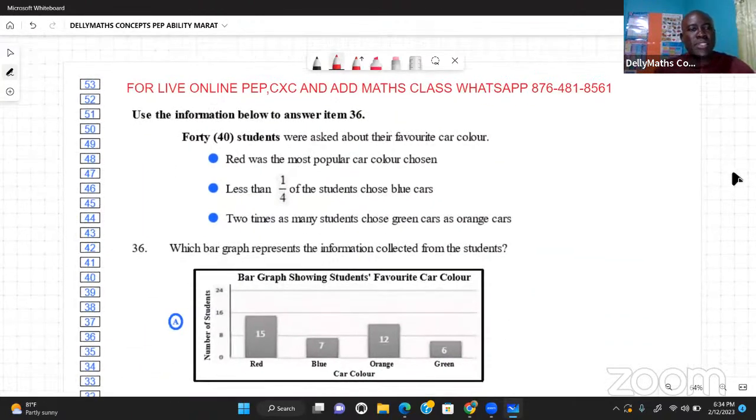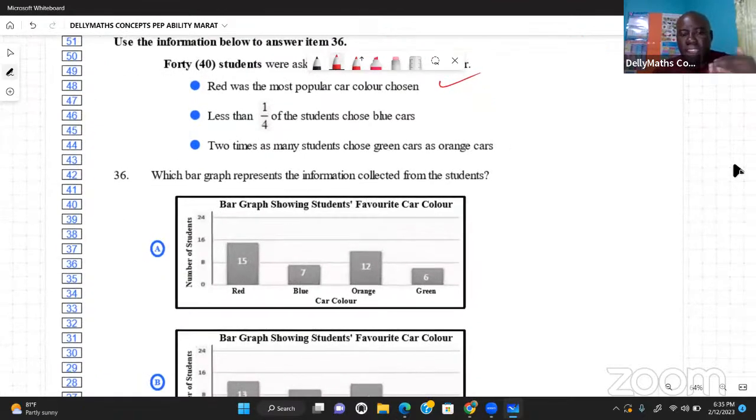36 says, use the information below to answer item 36. Now, we're going to be careful. It's another graph, right? It says 40 students were asked about their favorite car color. Red was the most popular car color. So red is leading. So for every single graph, red must be the highest. Now, we're going to follow these details and make sure that we have one graph that is actually capturing every detail that we actually got here.